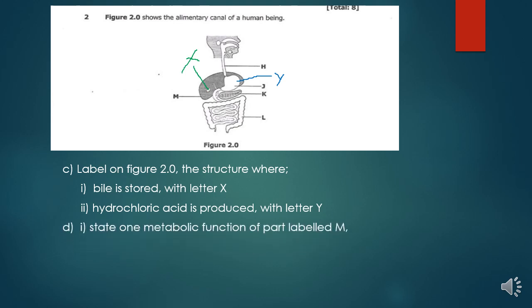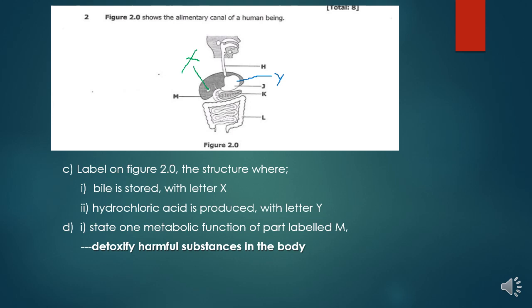We go to G. G, Roman numeral 1 says, state 1 metabolic function of part labeled M. So the part labeled M is actually known to be the liver. What is the function of part labeled M? The function of part labeled M is to detoxify harmful substances in the body. So the main function of the liver is to detoxify, or it operates in the detoxification of substances.